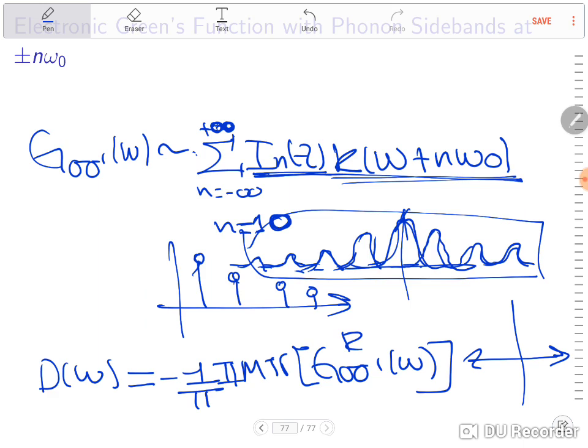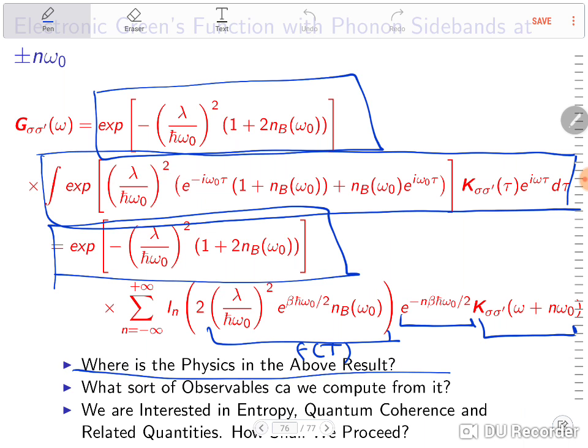So in general you will have a Lorentzian here, but then when you have phonons, you will have these bands. These bands are called phonon sidebands, and they will have some interesting effect on the physics of our system that we will discuss in a different video, I promise. So for the meantime, let's think about what we can do here. Where's the physics of the above result?